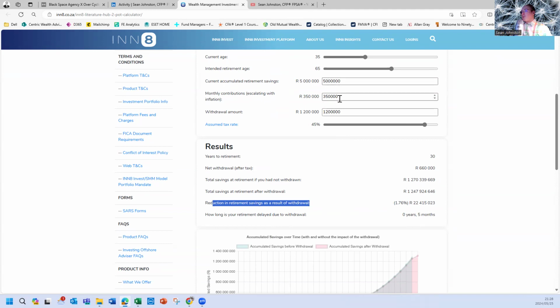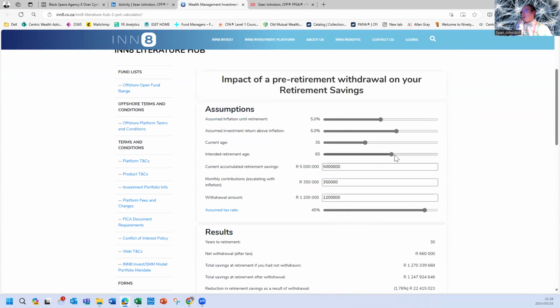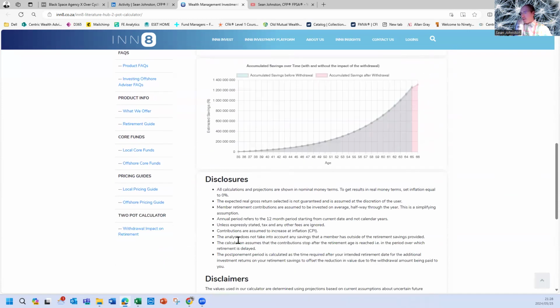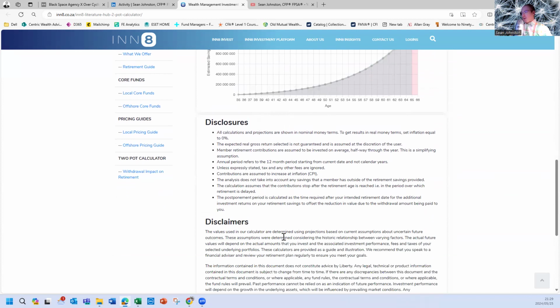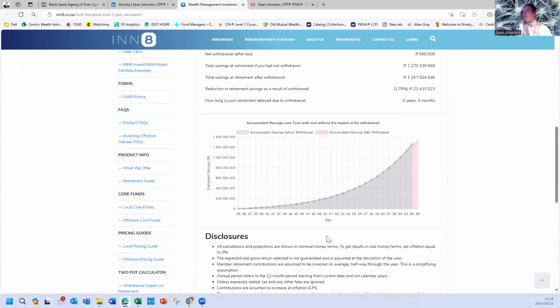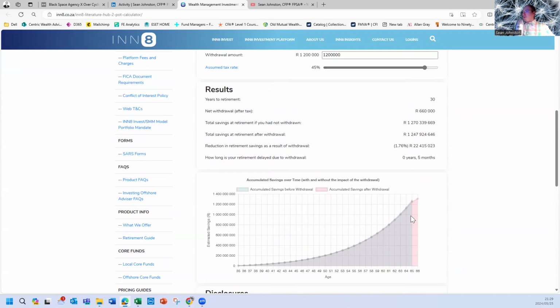Okay, so 1,270,339, 1,247,926. There's the net after tax effect. And then of course here's a nice illustration graphic. Here are some disclaimers. As you see, it's part of Liberty because Innate is the distribution fund manager for them. But this just gives you a nice graph to show you accumulated savings before withdrawal, accumulated savings after withdrawal, and the impact that it's going to make.